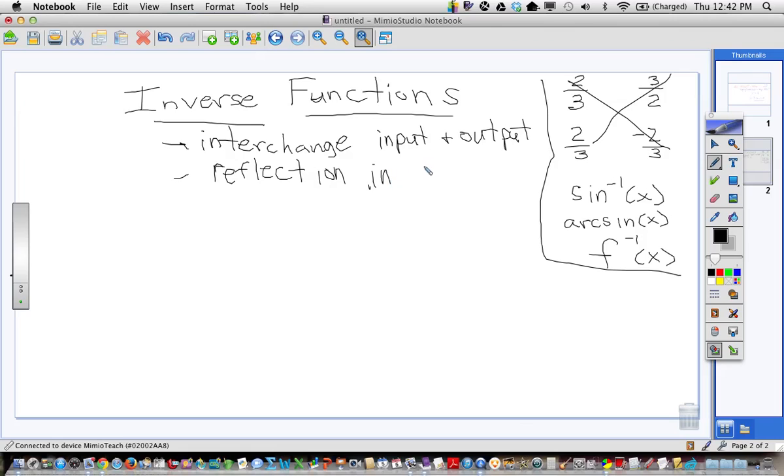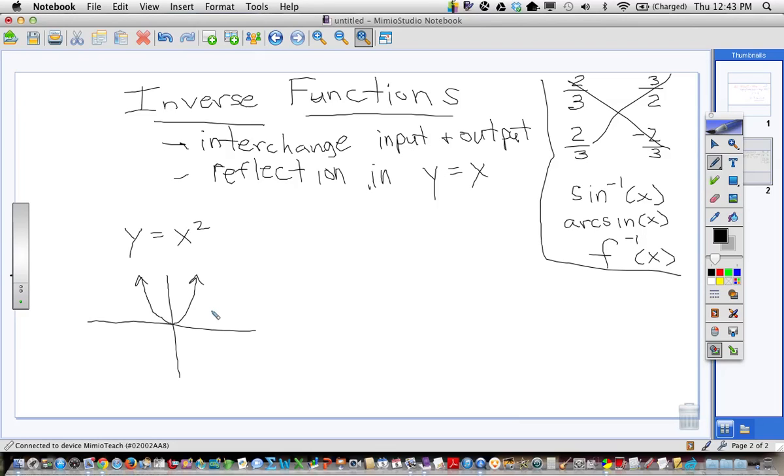A reflection in the line y equals x. All right? So, let's look at an example. Let's do y equals x squared. We know the graph of that is just a parabola, and that is a function. So I could write that f of x equals x squared, but it'll be easier if we do y.